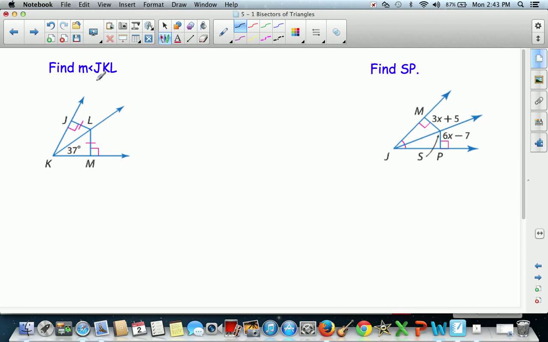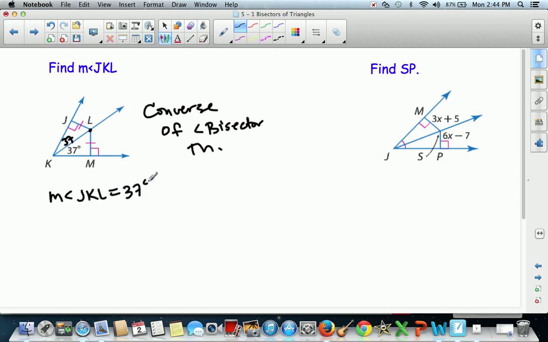In this one, we're going to find the measure of angle JKL. And this is the converse of the angle bisector theorem, because as we can see here, the line segments are equidistant from this point. Therefore, we know that KL is an angle bisector. So this is also going to be 37 degrees. So the measure of angle JKL is 37 degrees.